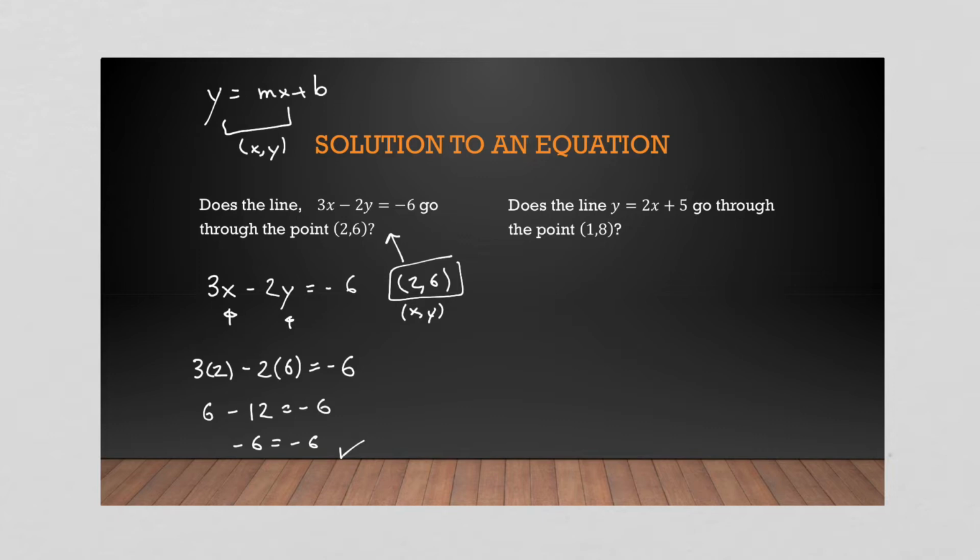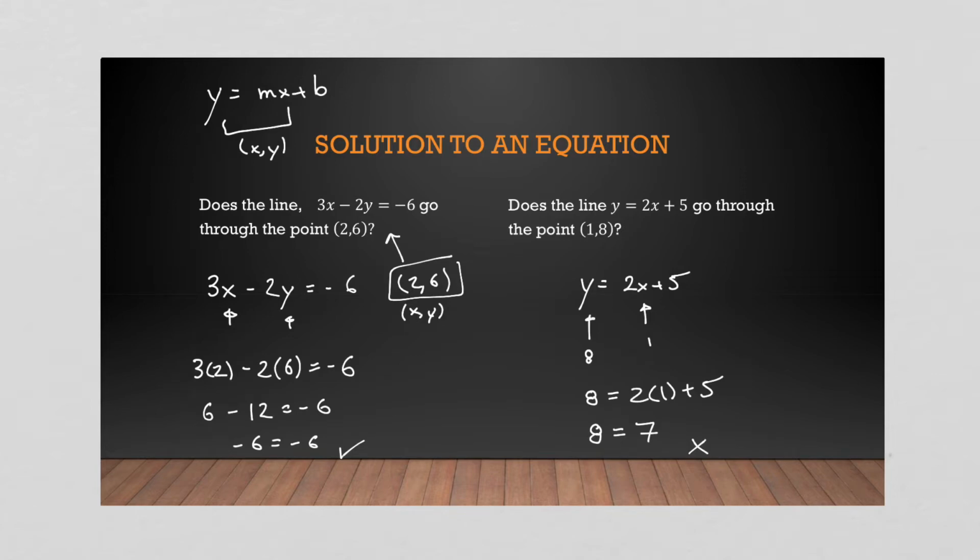It works the same for slope-intercept form. In this case, we have y equals 2x plus 5, and we're going to sub in the x value of 1 and a y value of 8. We get 8 equals 2 times 1 plus 5, and you can probably already see that this is just going to give us 7. So we do not have a solution. That would be a solution to one line.